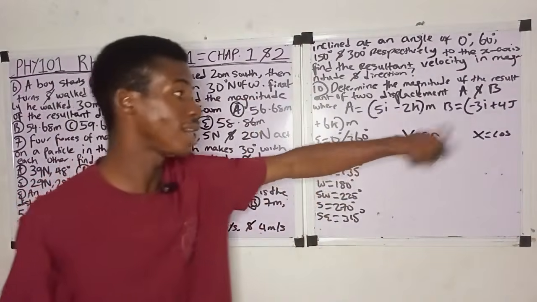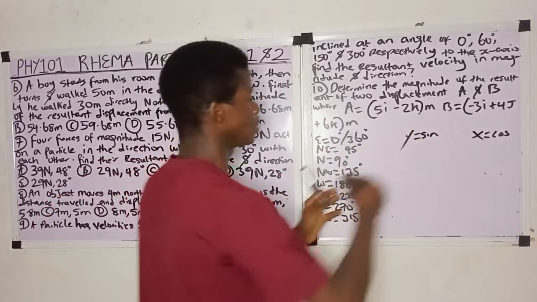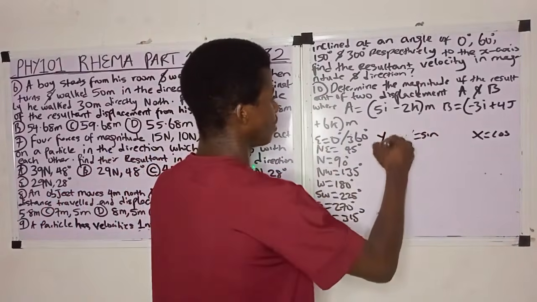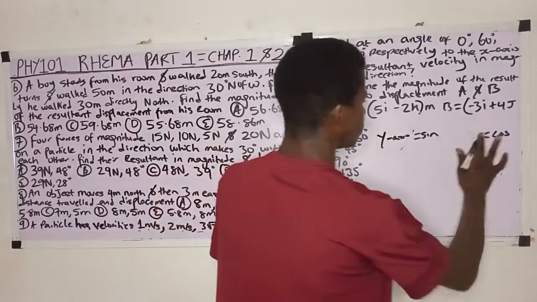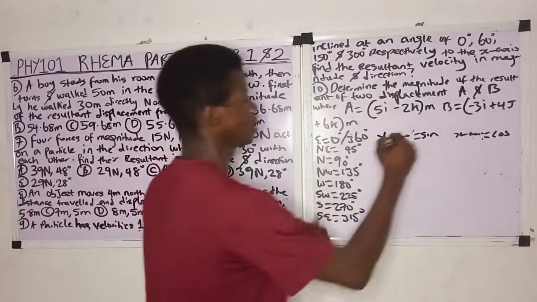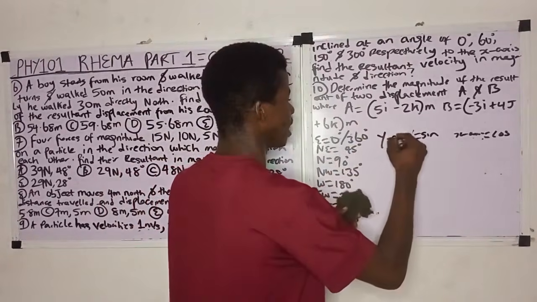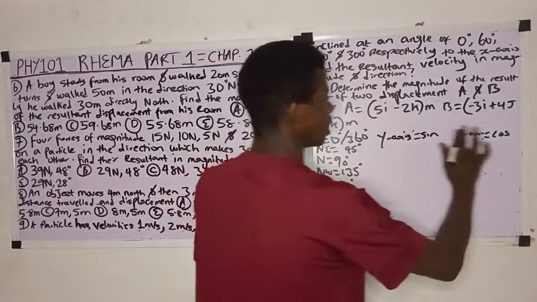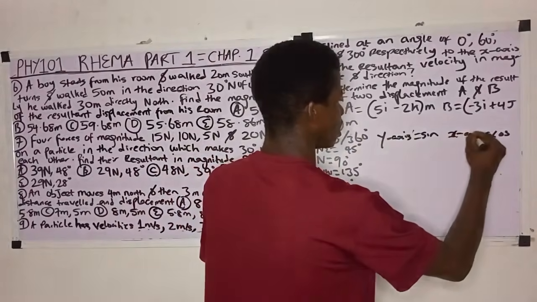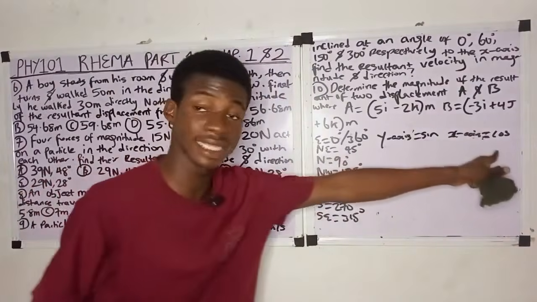Remember, the y-axis is usually sine, then the x-axis is usually what? The x-axis is usually cos. Okay, y-axis is always sine, x-axis is cos.